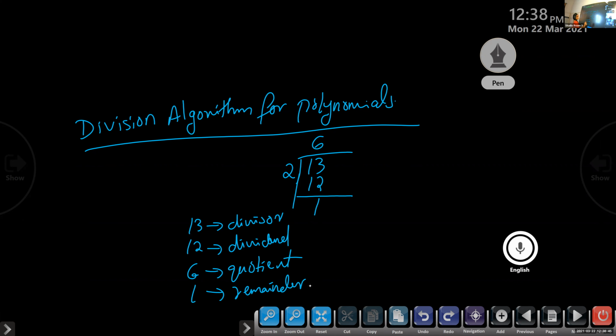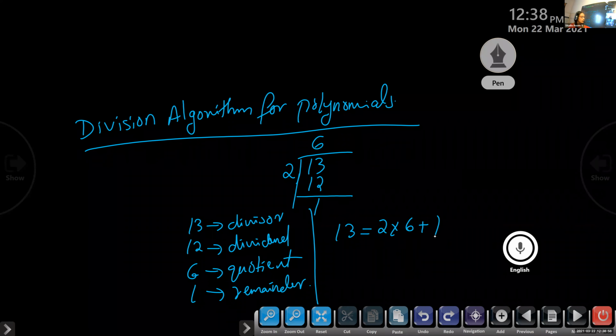Also, we know that this 13 can be written as 2 into 6 plus 1, isn't it? This you have studied in your lower classes, 5th or 6th. When you studied division, you have studied this law: dividend equal to divisor into quotient plus remainder. This one you studied or not?